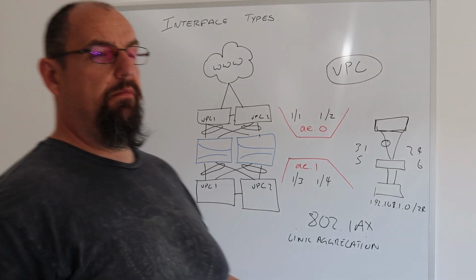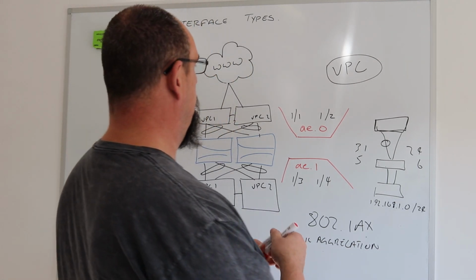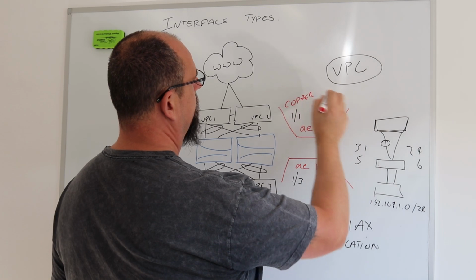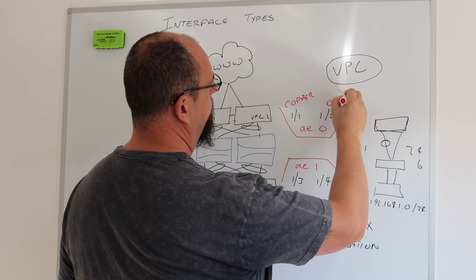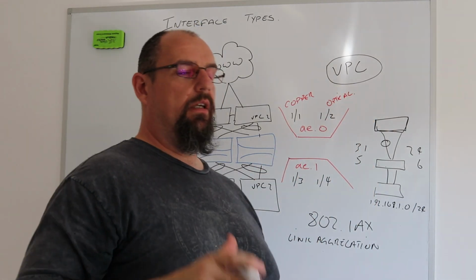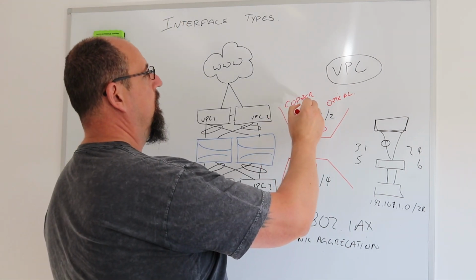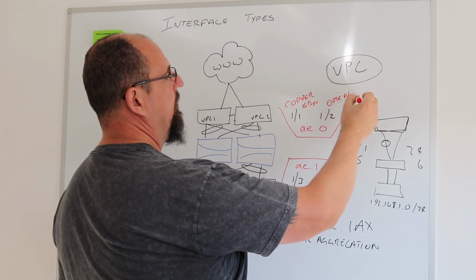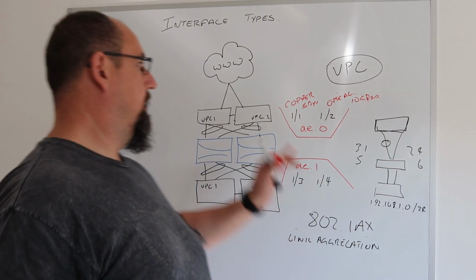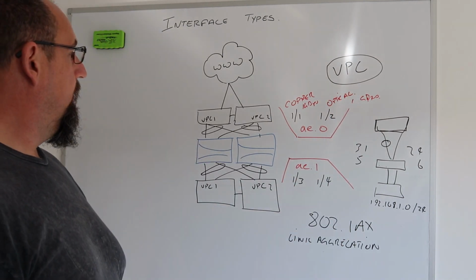These can be different medium types. So you can have one that could be copper, and this could be optical. The only restriction you have is that they have to be the same speed. So if this is 1 gig and that's 10 gigs, that's not going to work. They have to both be 1 gig. Okay, and then that's it.